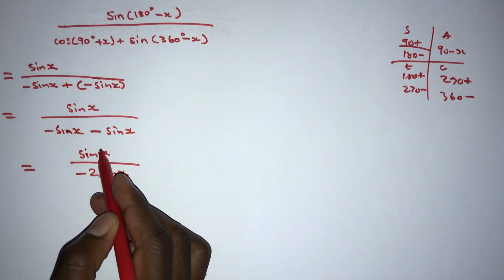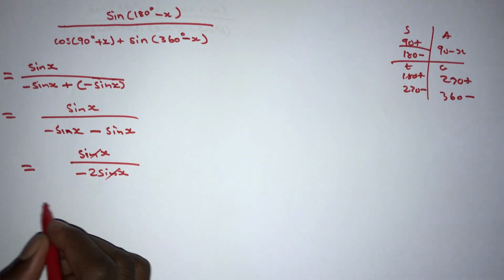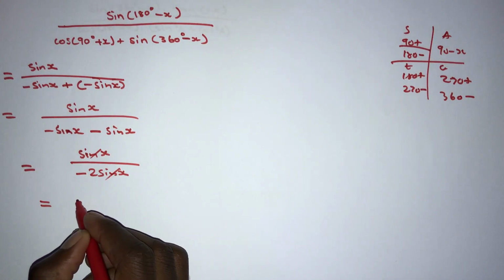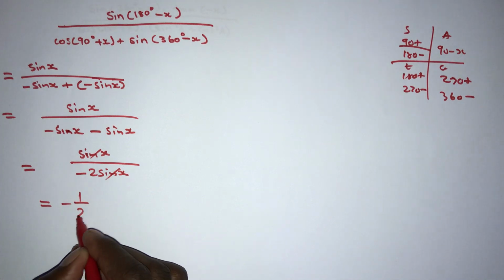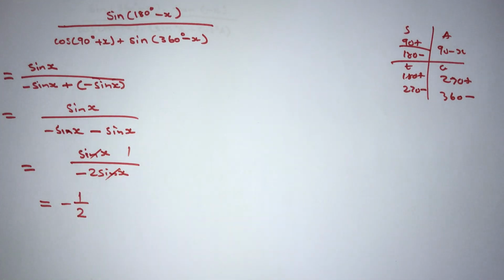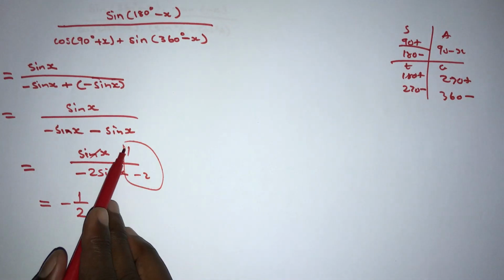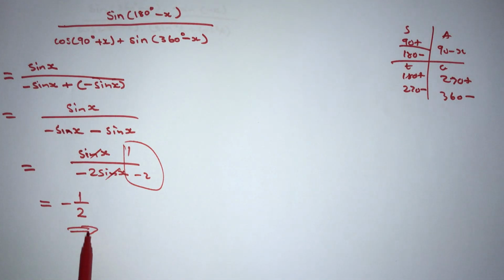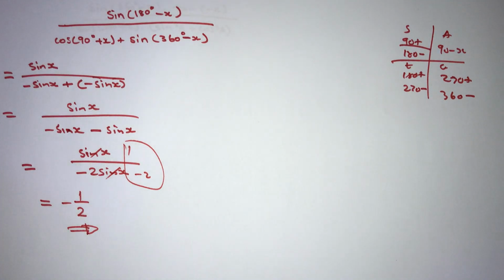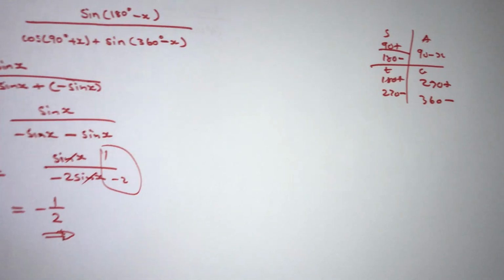So this is sine dividing sine. So now the answer is negative 1 over 2. When we divide this one, we're going to be left with 1. Divide this one, negative 2. So the answer is negative 1 over 2. So let's try this one out.